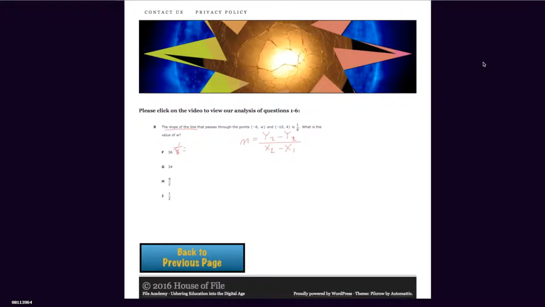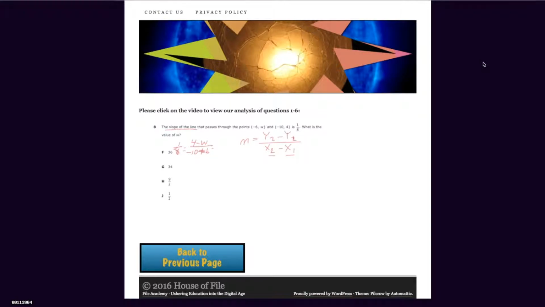equals y2 minus y1. So 4 minus W over x2 minus x1. So that would be -10 minus a -6. What happens when we have two minuses? Obviously it becomes a plus. Change that to a +6.